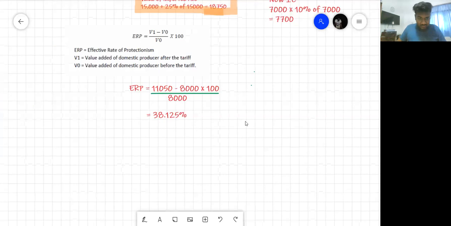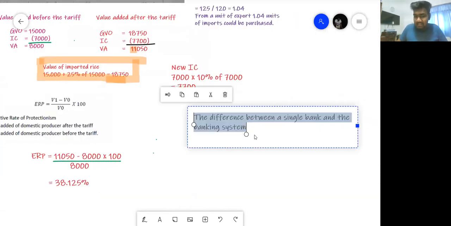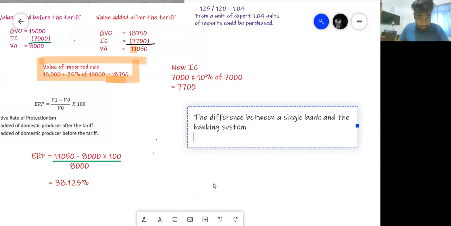Let's say I'll take it on this side. Okay, the difference between a single bank and the banking system. Now let's say if you take Sri Lanka, right? So if you take Sri Lanka, you have these guys.